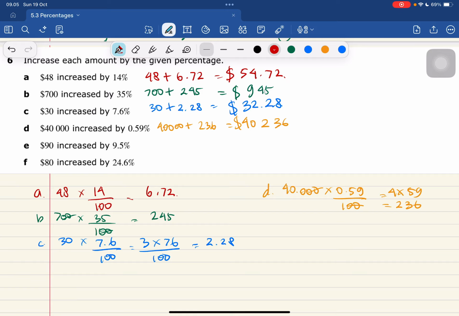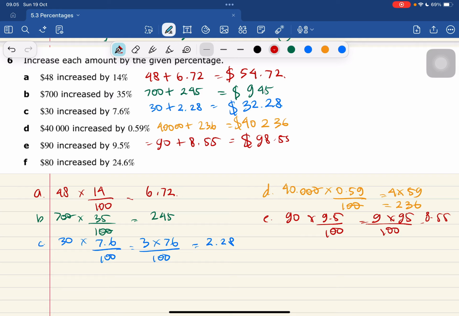Still increasing. So let's find it. 9 times 9.5 over 100. So it's going to be 9 times 95 over 100. So let's find it. 9 times 95. It's going to be 855, and divided by 100 is 8.55. So this is 90 plus 8.55 equal to $98.55.